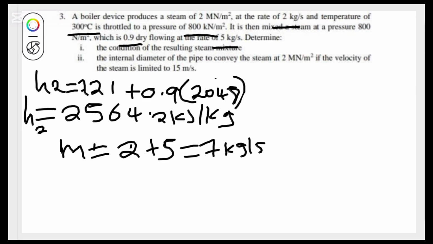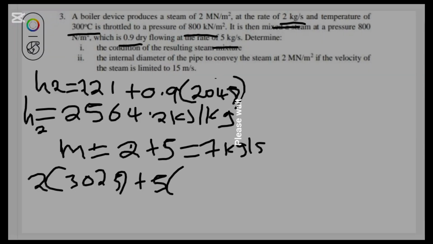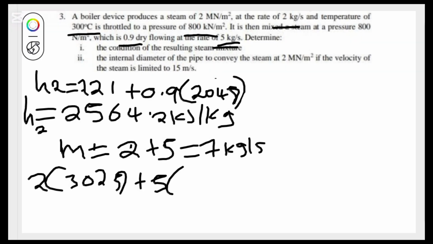So I will say the total enthalpies. What will be my total enthalpies? The total enthalpies should be 2 multiplied by the enthalpy that I find, which is h_fg from the first steam, which is 302.25, plus the 5. I'm multiplying the masses. I use the first mass to multiply by the first enthalpy, and I use the second mass to multiply by the second enthalpy. So I will multiply by the enthalpy that I find, which is 2564.